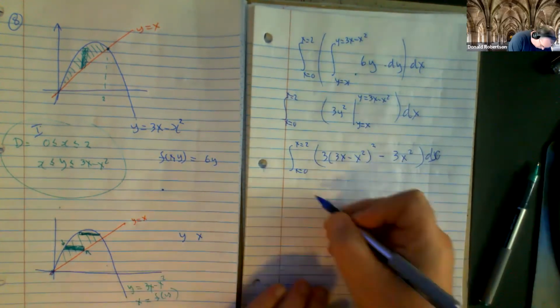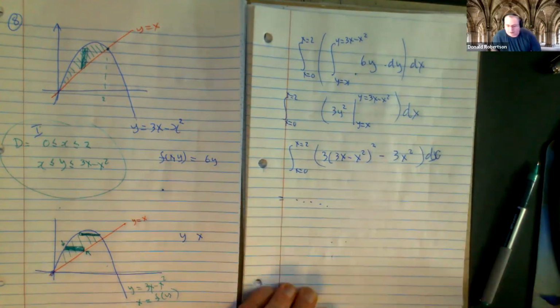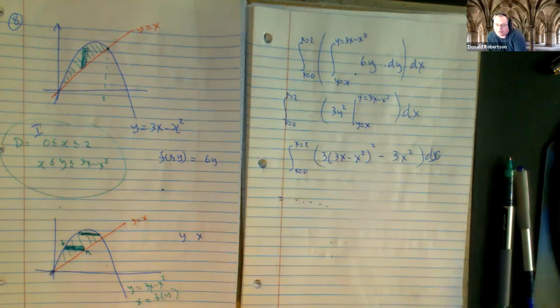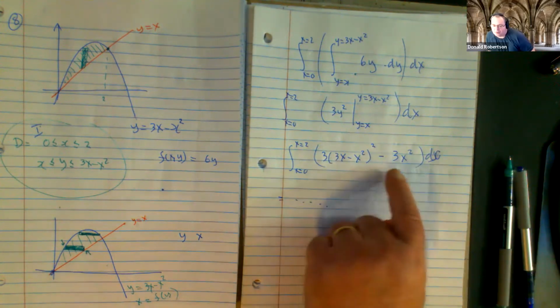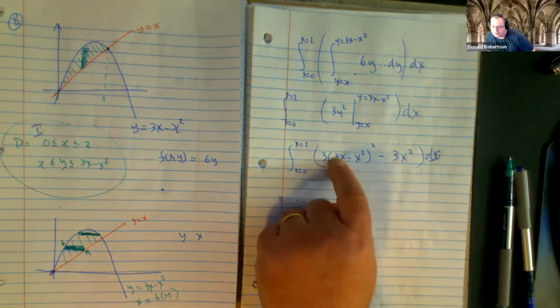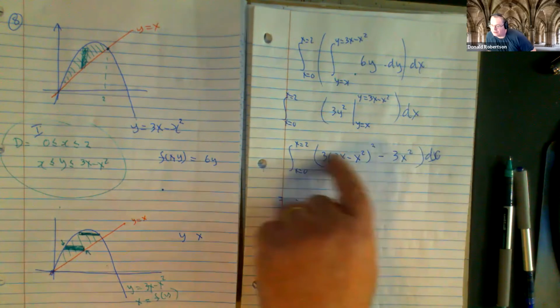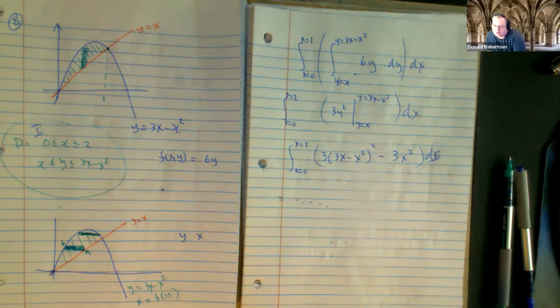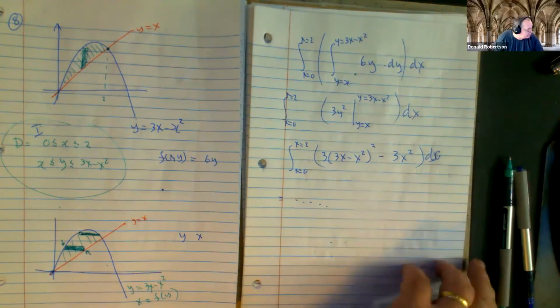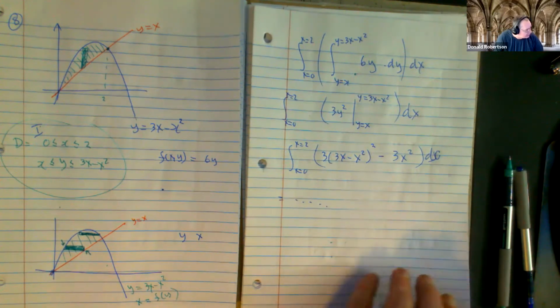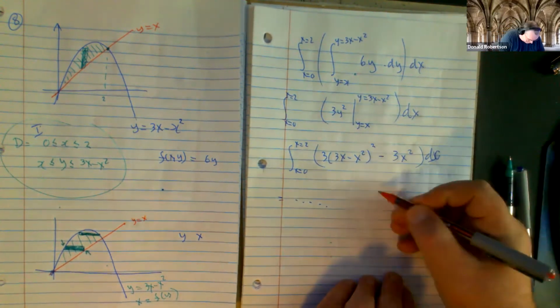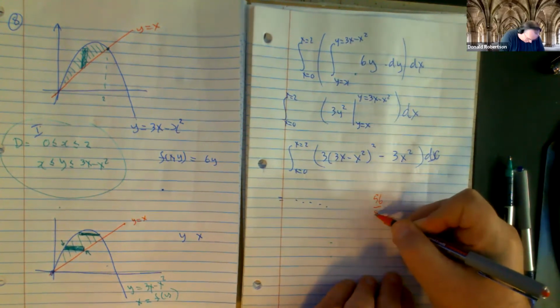And I'm going to stop here. That is doable. Would you also agree it's going to take you at least 5 minutes to do it? Because if I want to integrate this, won't I have to FOIL this out and collect like terms and then use the power rule? So it's not that it's hard to do, it's just ugly. And evidently, the answer is 56/5, because that's what it says here.